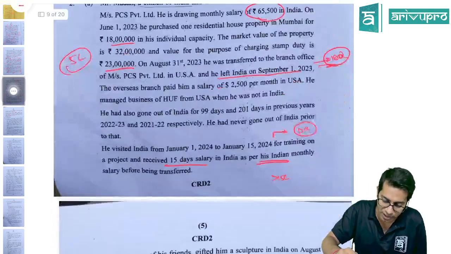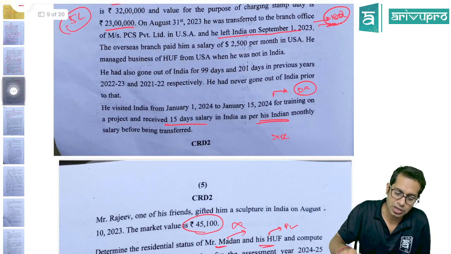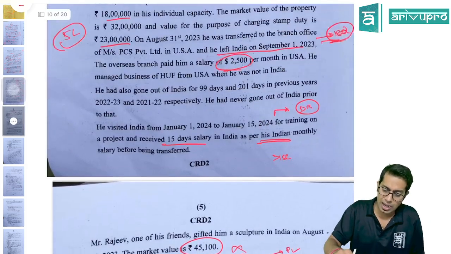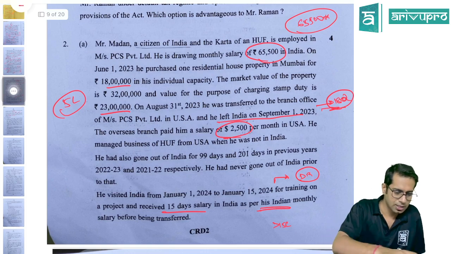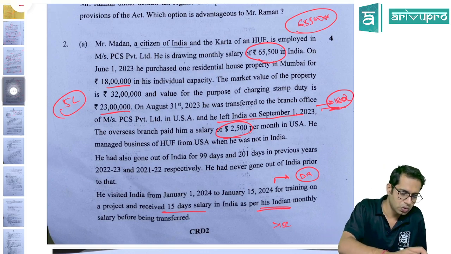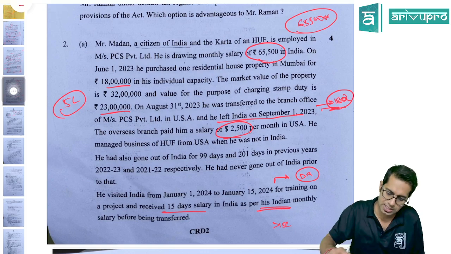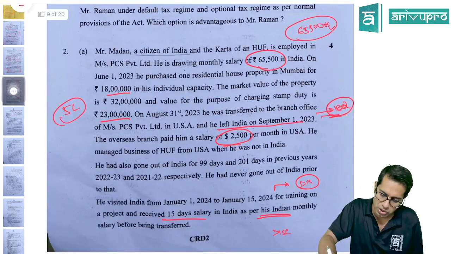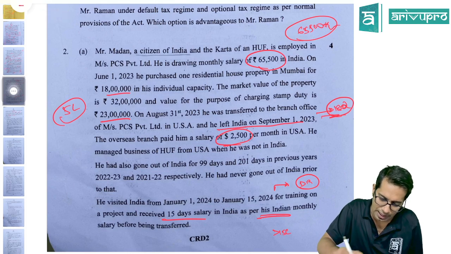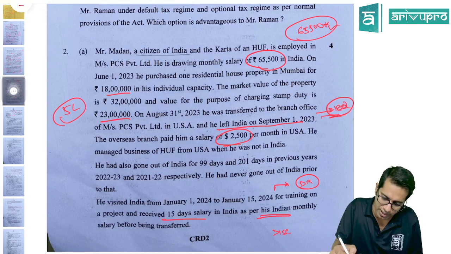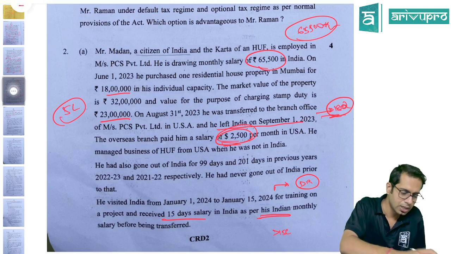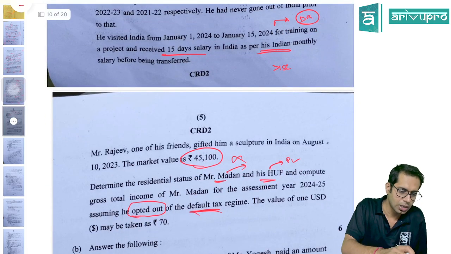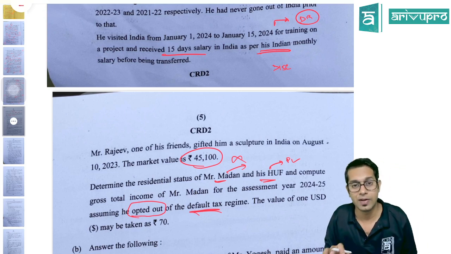You'll have to do that computation of salary, and whatever salary he was receiving when he was outside India, that also you'll have to take into consideration. So this salary computation you will have to do till the time he was in India by taking that amount 65,500, and after he left India, you will take $2,500 into rupees 70 per dollar. You'll take his salary to be equal to 1,75,000 rupees.